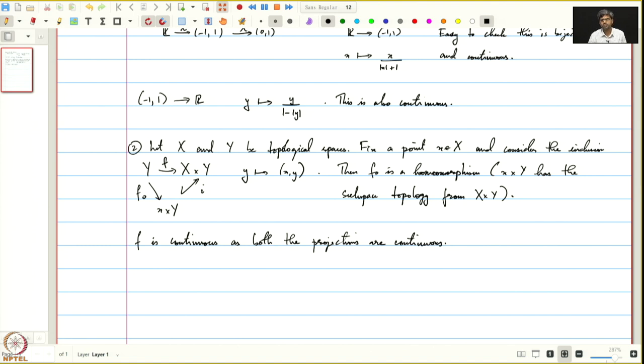So recall we had seen that to give a map to a product, it's enough to give continuous maps to each of the factors. The first factor is just the constant map y to x, which is obviously continuous, and the second factor is the identity. So both these are continuous, and since the image lands in x naught cross y in X cross Y, it follows that F naught is continuous.